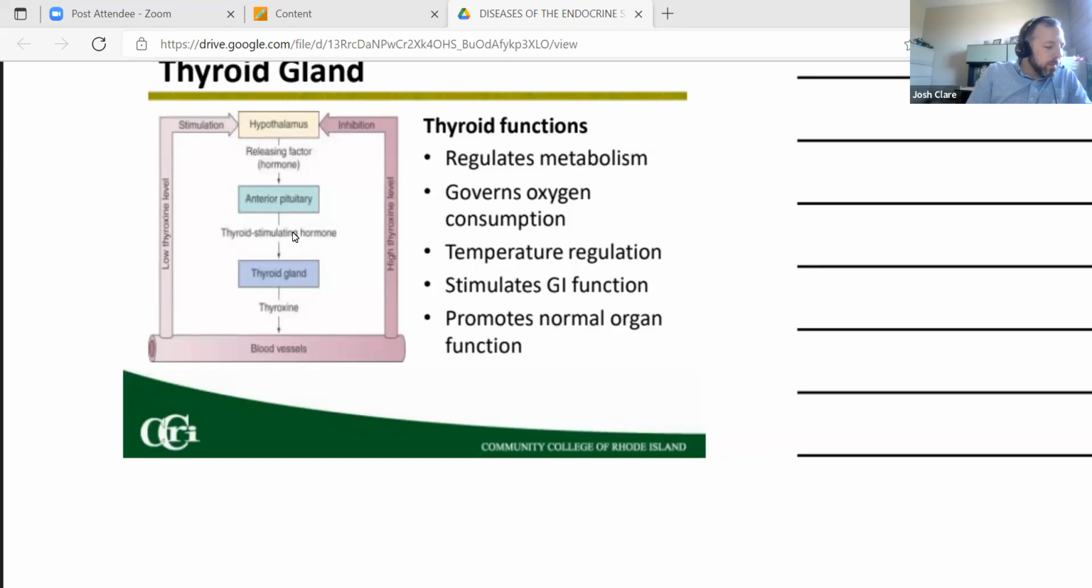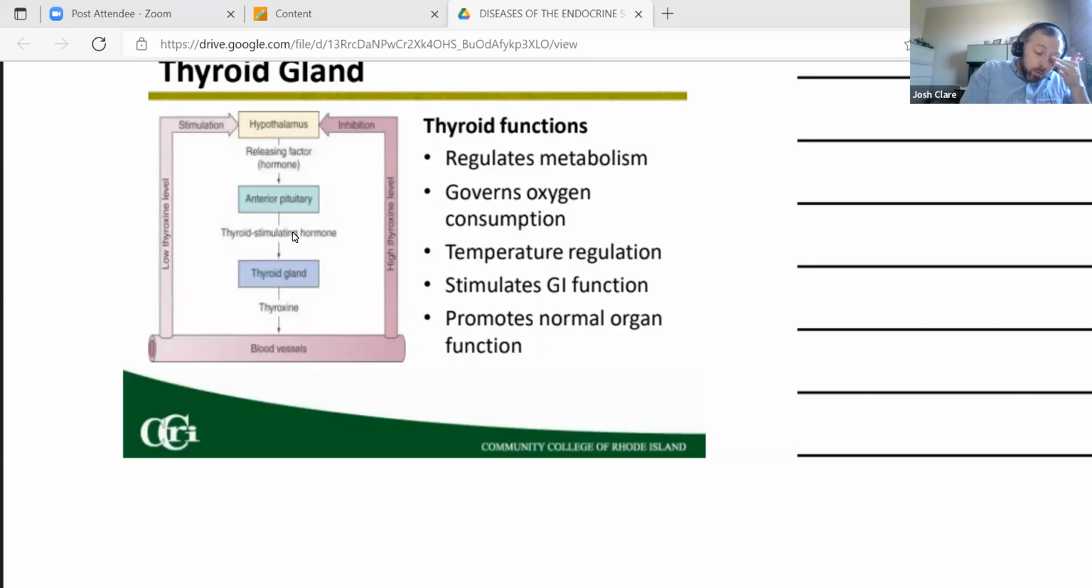When the blood passes into the hypothalamus, it determines if the thyroxine level is high or low. And then that checks and balances system is going to start the process over. If it's normal, it doesn't send the releasing factors. So table 12.2 in your textbook describes the areas of the body affected by thyroid function.